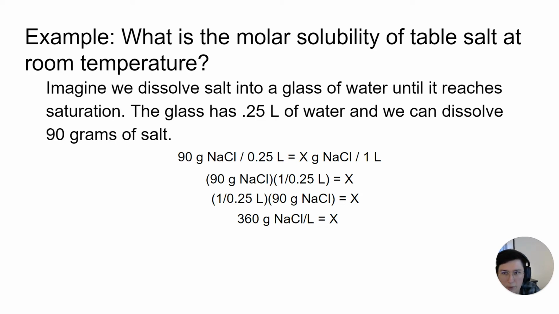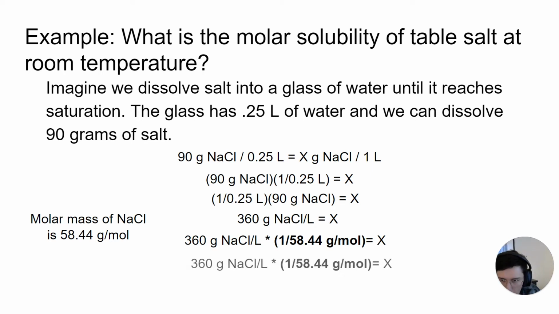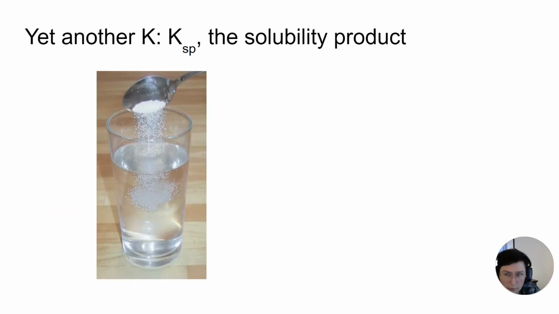But we're interested in the molar solubility, not the solubility. And so we can go to our trusty periodic table and look up what the molar mass of sodium chloride is going to be. And it is right around 60 grams per mole. So we can go ahead and multiply that by the inverse so that we get moles on top, and we can cancel out the grams. And that gives us a molar solubility of 6.16 moles per liter. Simple enough.